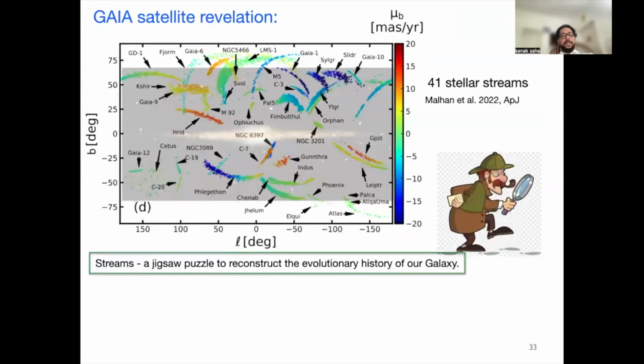And thanks to the Gaia satellite, these are the stellar streams around the Milky Way. It seems there is a swarm of stellar streams from satellite galaxies or dwarf galaxies that fell into the Milky Way, and about 41 stellar streams were found in a recent study using the Gaia satellite. The stellar streams present a jigsaw puzzle that you have to stitch together to reconstruct the evolutionary history of our galaxy.